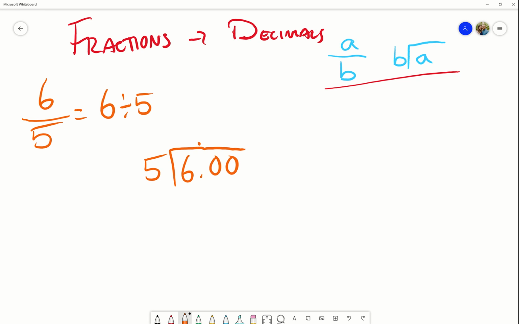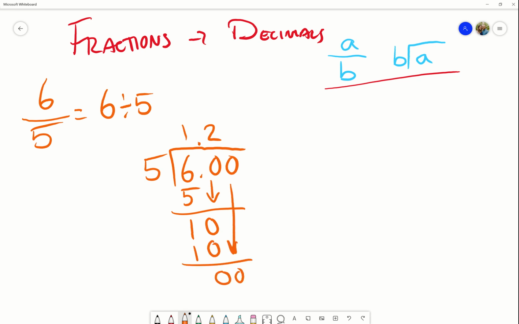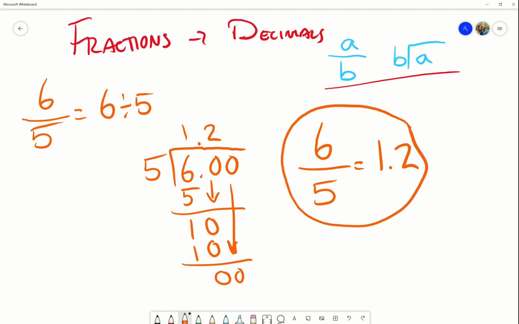All right, 5 goes into 6. 5 does go into 6, actually. It goes in one time, and that is a 5 with a subtraction of 1. Bring my 0 down. 5 goes into 10 2 times. That's a 10 with a subtraction with nothing. This 0 means nothing to me. So 6 fifths equals 1.2, or 1 2/10.